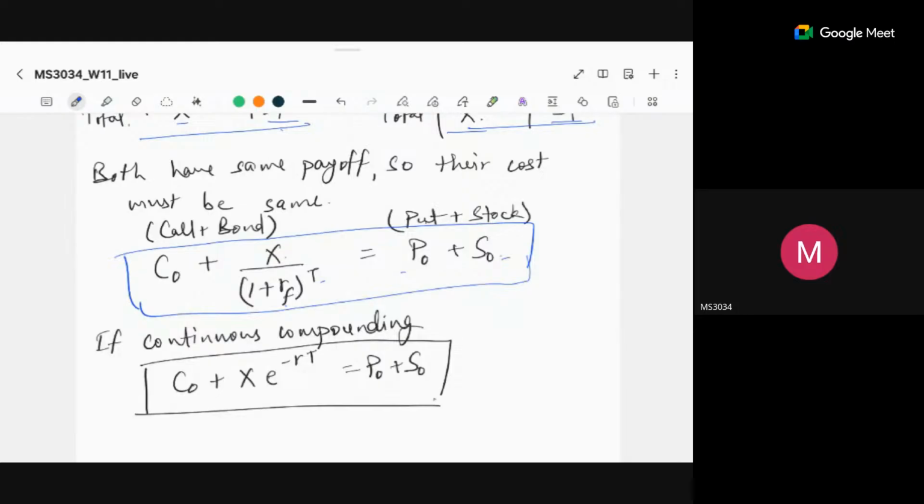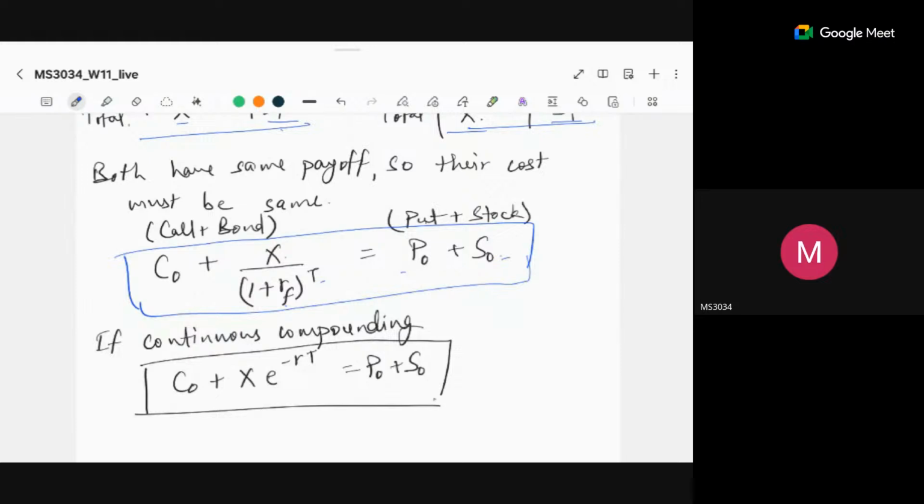You can see call option price is positively related with S naught, so with the stock price, it goes up. If you take this side, it becomes negative, so it has a negative relation with exercise price. It goes down with exercise price going up. With RF, it has a positive relation. With T, it has a positive relation. All those relations which we established earlier, you can verify with this put call parity formula.